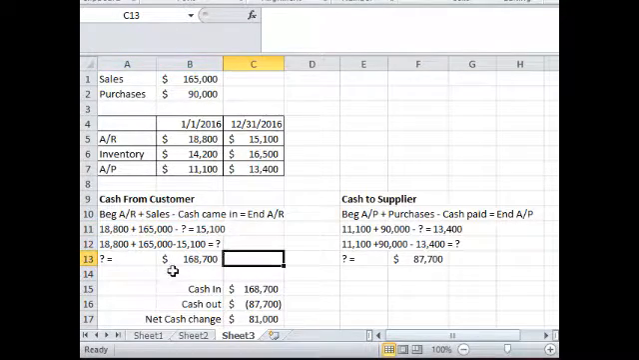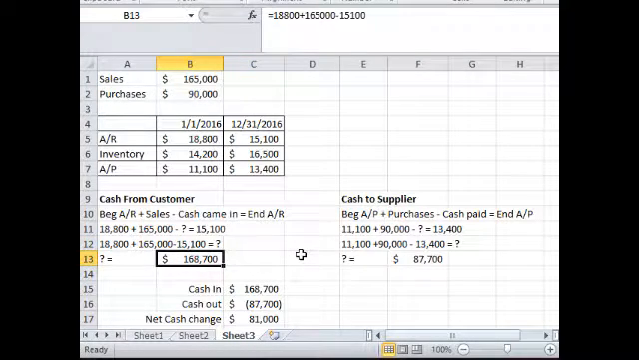So again, I'm going to isolate that question mark or X to one side. I'm going to bring the question mark to the right hand side. Since this X or question mark had a negative sign, when I bring it to the right hand side, it becomes positive. And this number 15.1, when it goes to the left hand side of the equation, becomes negative. So if I rewrite this formula, cash that came in from my customer should equal 18.8 plus 165 minus 15.1. If I do that, I get 168,700.